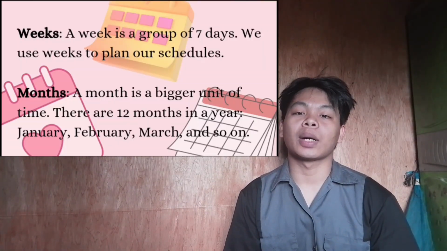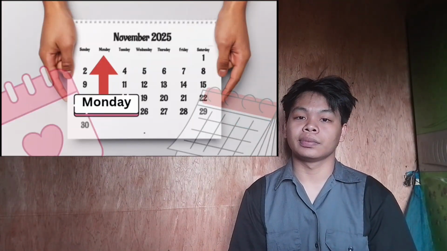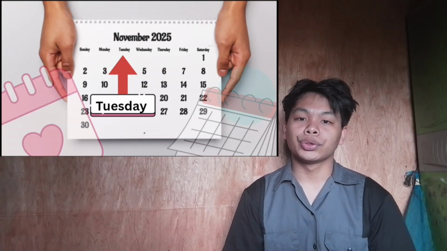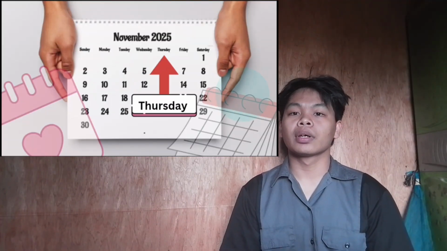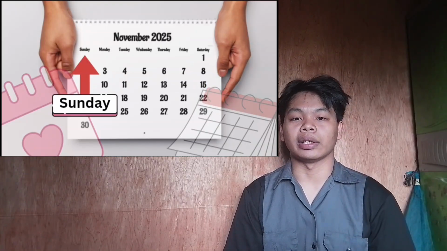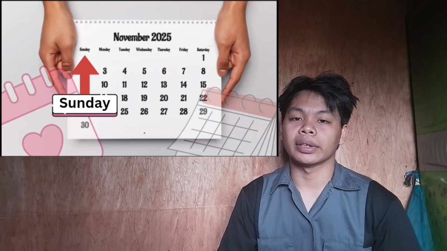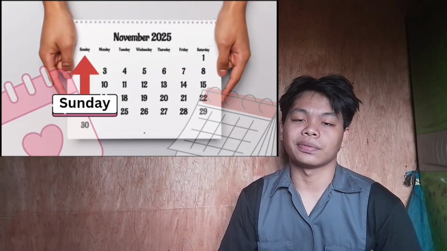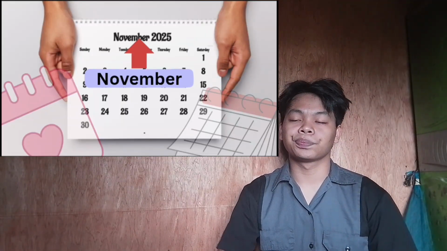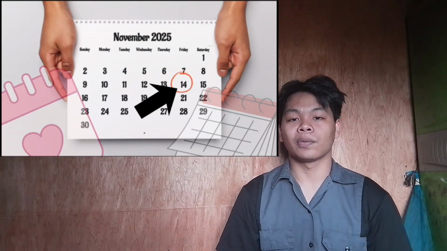So I have here a sample calendar. Can you point to the days of the week? Very good. These are the days of the week: Monday, Tuesday, Wednesday, Thursday, Friday, Saturday, and Sunday. How about the month? What month is this calendar? It's November. Very good. Now, who can tell me what today's date is? Anyone? It's November 14th.